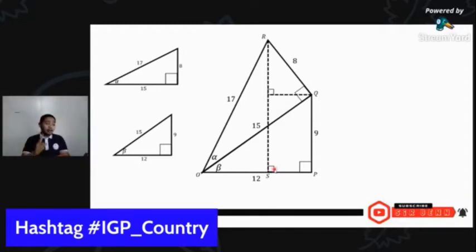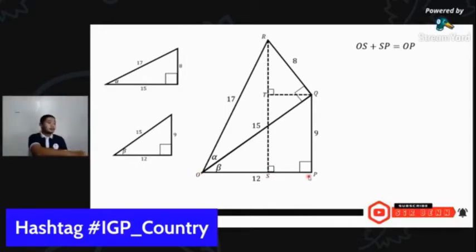Okay, so again, our goal here is to identify the measurement of OS and RS. Now, what concept are we going to apply here? We're going to apply the concept of similar triangles. Okay, so let us start with this one. We know that OS plus SP is equivalent to OP. So that is the segment addition postulate.